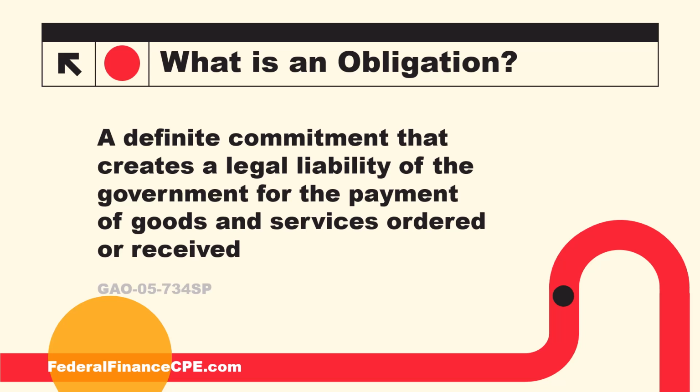For example, imagine your agency orders new computers. The moment you sign that purchase contract with your vendor, you've created an obligation. Even though you haven't received the computers yet and haven't paid for them, you've made a legal promise to pay when they arrive. The government must track this promise to ensure enough money is available to pay for those computers when the bill comes due.